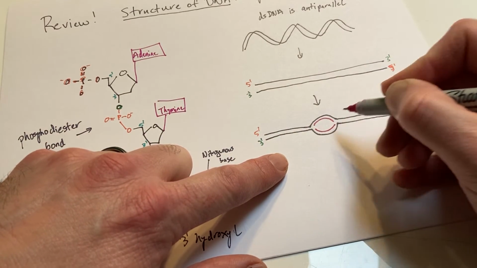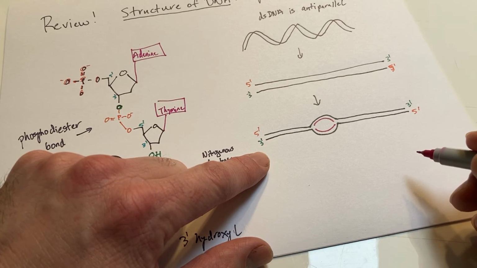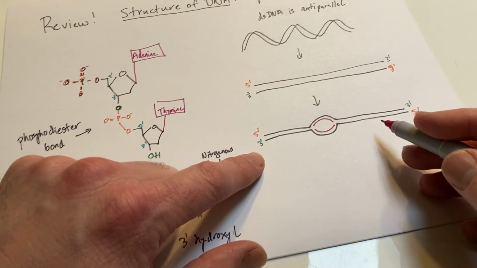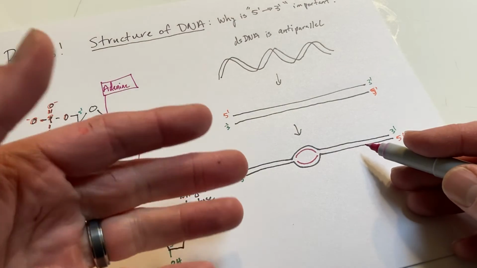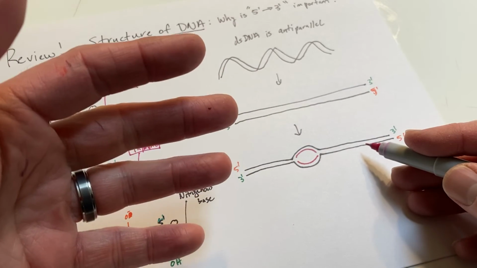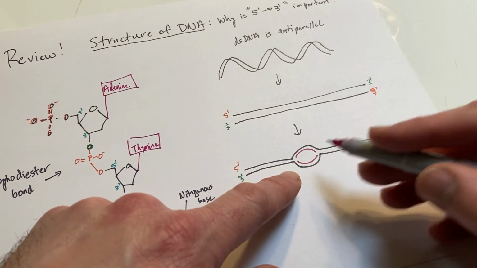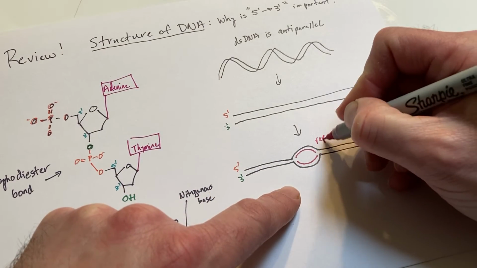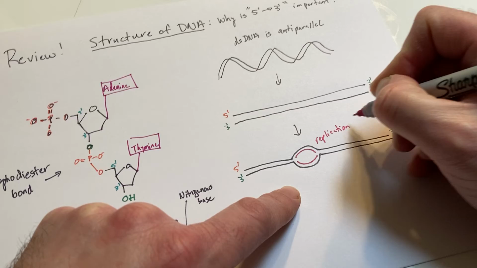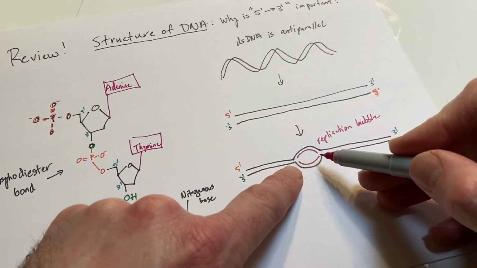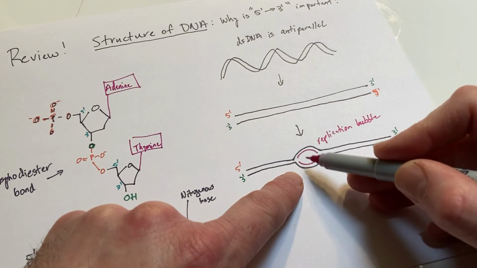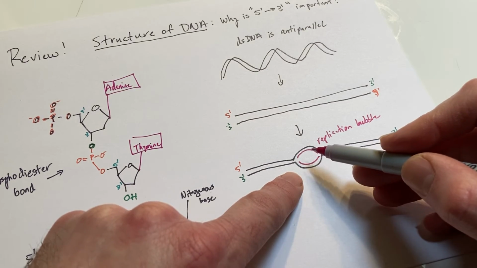Remember that word template? A template is something that you copy. So here I've drawn in black, this is our template strand. We can also call it the parental strand because it's the DNA that's being copied. And then here inside of this replication bubble, the newly formed DNA strands are the ones that I've drawn here in magenta, okay?